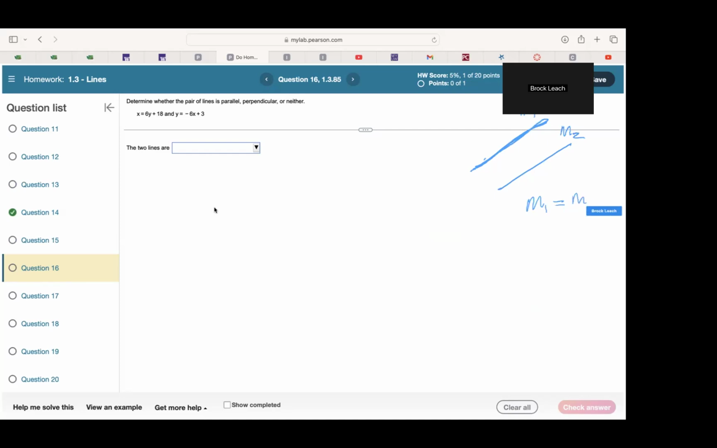But if they meet perpendicularly, this is M1, the M2, well, let's pretend they're not horizontal, vertical like that, but M2 will be 1 over M1, the reciprocal of M1 with the opposite sign. So we say the negative reciprocal. So if I have these two equations, x equals 6y plus 16, and y equals negative 6x plus 3.